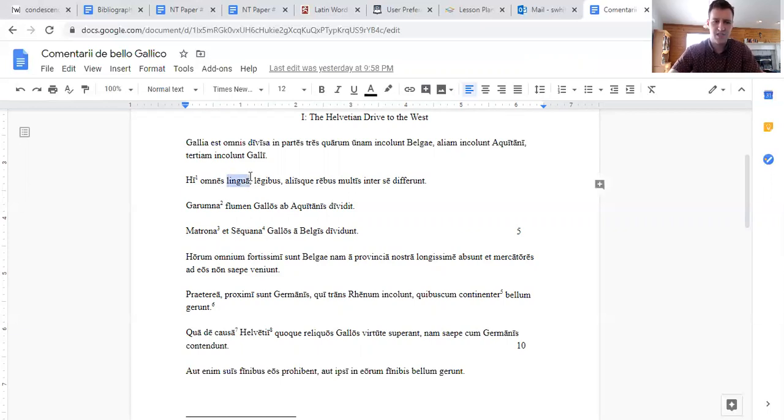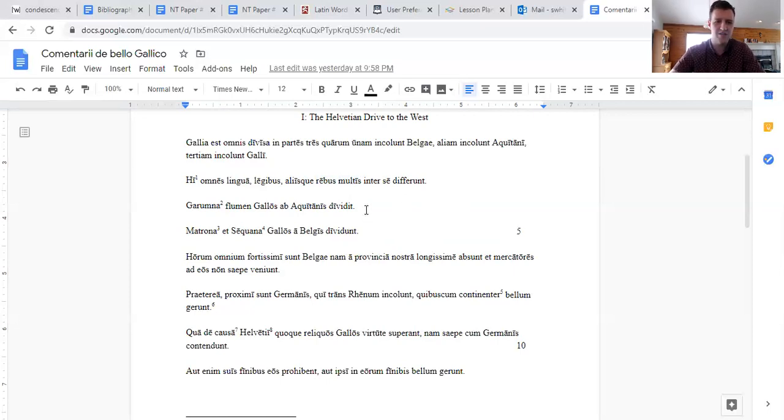And if we translate these nouns, they differ in respect to their language, to their laws, and here's quae, that enclitic particle, enclitic conjunction, pardon me, and which is going to mean and aliis, other things, rebus, ablative plural, and there are many other things. So the whole line, all of these differ in respect to their language, to their laws, and to many other things.